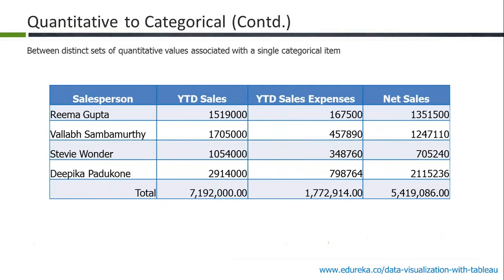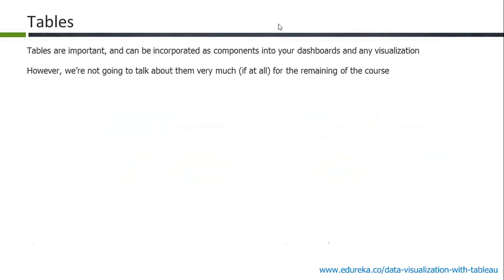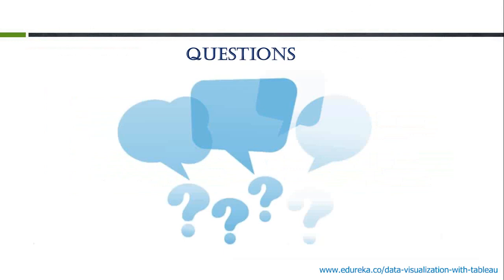Here we have one categorical data, but we have multiple quantitative data which are derived from each other. The first one is year to date sales, this is year to date sales expenses, and then net sales. So this minus this would give you this result. This is again a way of representing data. So again, why should we have a table? Tables are important, and can be a form of a dashboard.